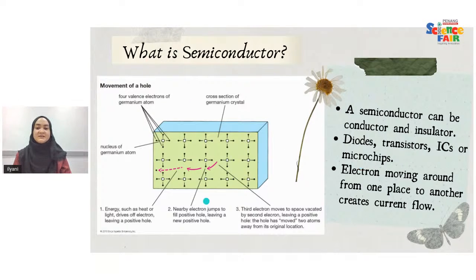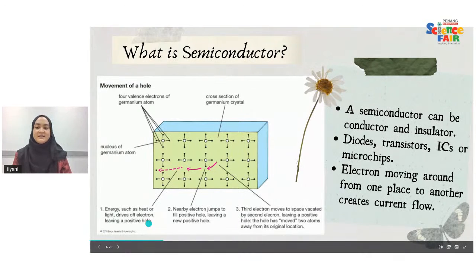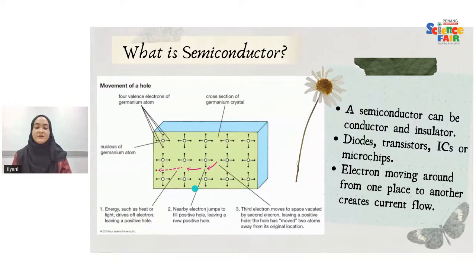As you can see from this simple diagram, this element has 4 valence electrons. This valence electron is held by a chemical bond. If enough energy is applied to this element, it will break this bond, and then this electron will move around. When it moves, it will create an empty space, which is what we call a hole. From this, the neighboring electron will repeat the same movement. So the exchange of electrons from one place to another will create the current flow.